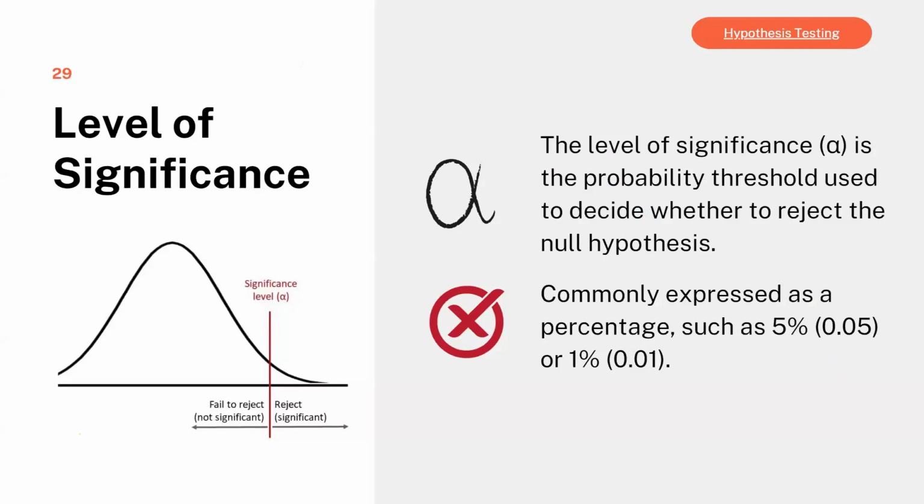When we perform a hypothesis testing, we calculate a p-value, right, which helps us to determine whether the result are statistically significant or not. If the p-value is less than the level of significance, that is the level of significance commonly expressed as a percentage of 5% or 1% in some cases. If the p-value is less than the level of significance, we reject the null hypothesis. This means that the observed data is unlikely to have occurred under the assumption that null hypothesis is true.